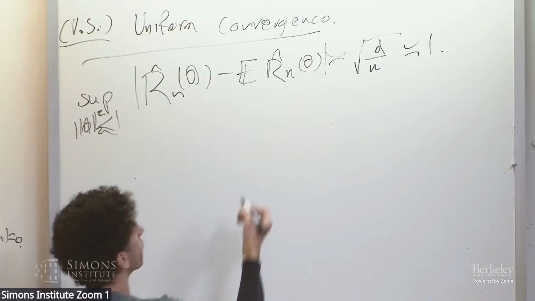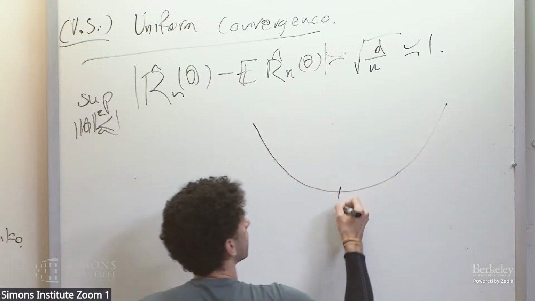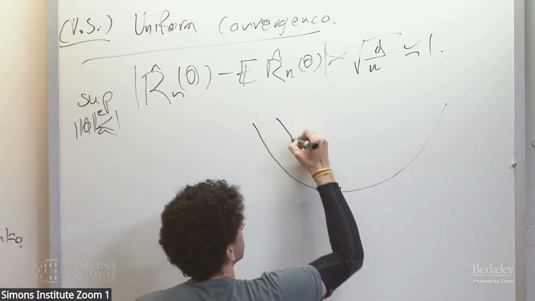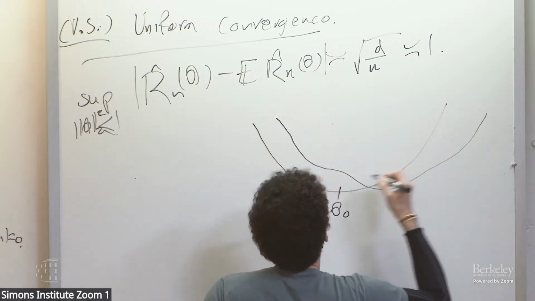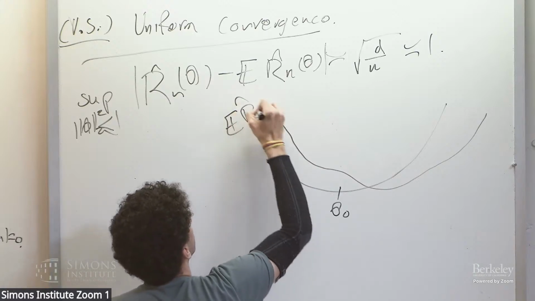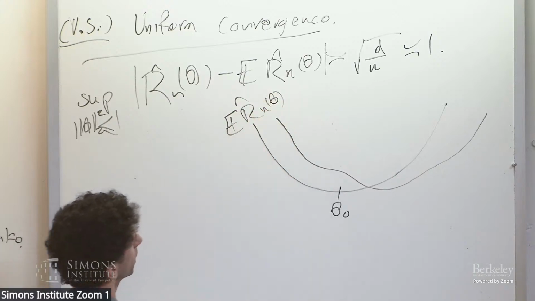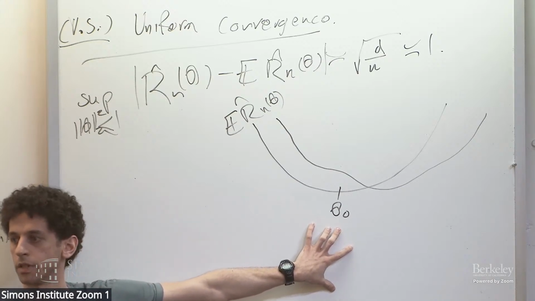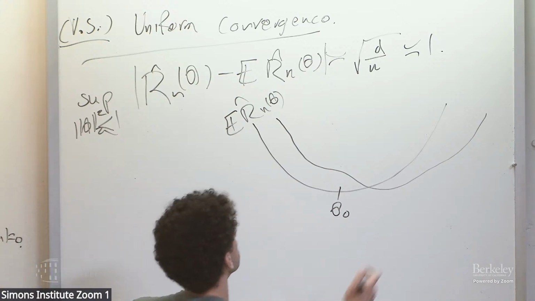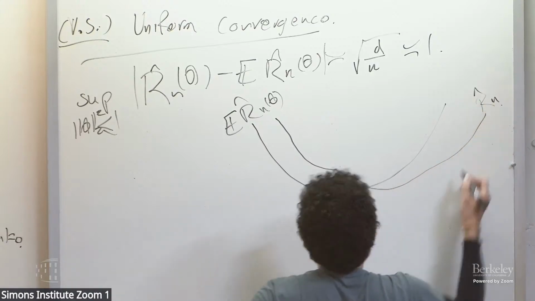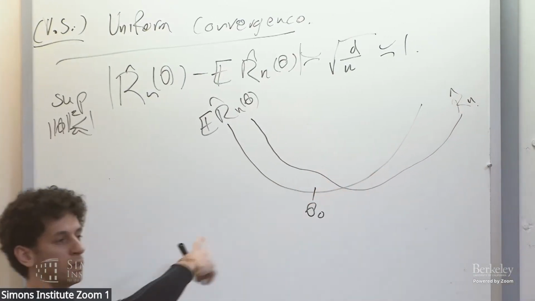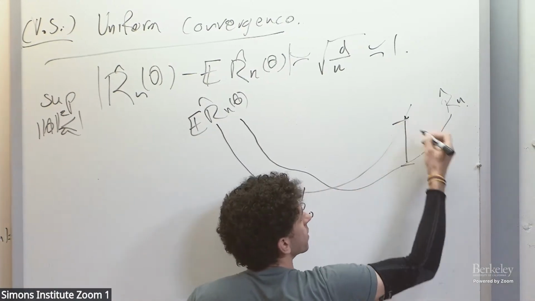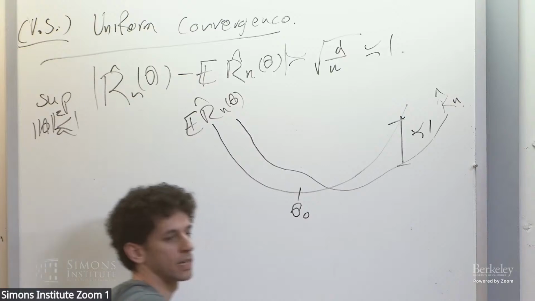So the picture in uniform convergence looks something like this. If this is your theta 0, you obtain some sample. So this is your population risk, and say that I've set up my problem so that theta 0 is the minimizer of my population risk. And if I sample some r hat n, it looks something like this. And uniform convergence tells me that the maximum deviation is going to be on the order of 1 asymptotically.